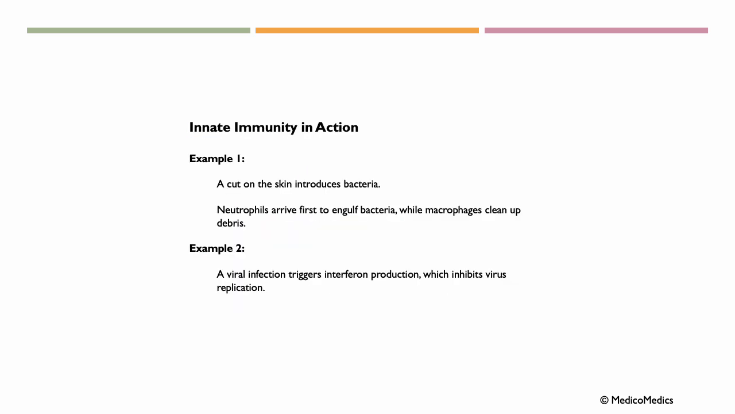So let's briefly take a look at innate immunity in action. So example 1, a cut on the skin introduces bacteria. Neutrophils arrive first to engulf the bacteria, while macrophages clean up the debris. So when the skin barrier, which was one of the physical barriers of our innate immune system, is broken, such as from a cut, for example, or a scrape, bacteria from the environment can easily enter the body. In response to this, the innate immune system activates immediately.